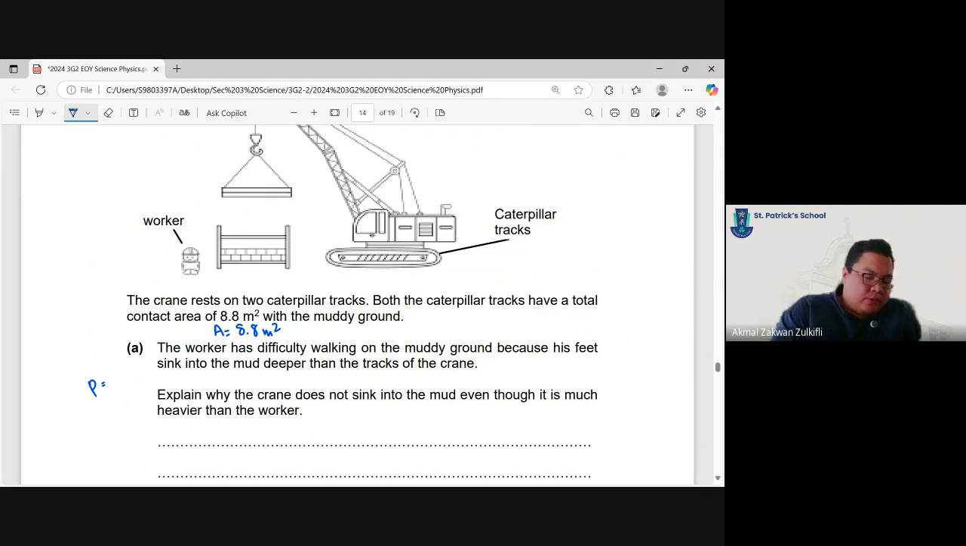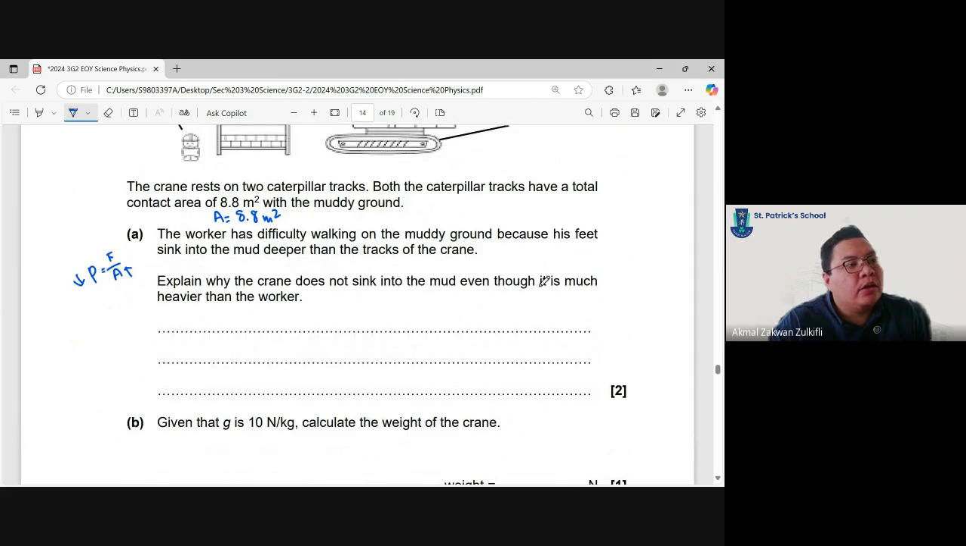So pressure equals force over area. We need to say why the crane does not sink. The crane has a much larger contact area than the worker, therefore it exerts lesser pressure. So you talk about the contact area for 1 mark, and you talk about exerting lesser pressure for the other mark.